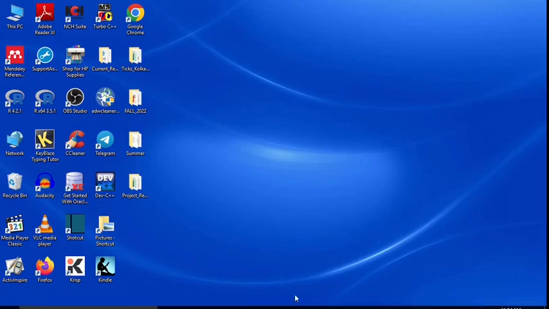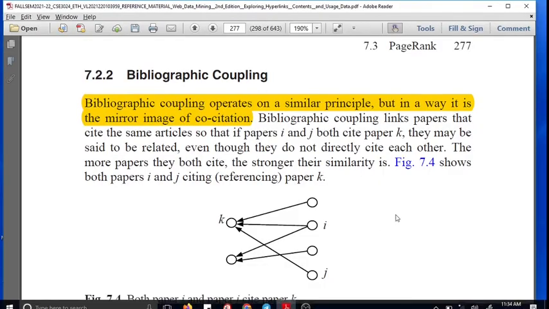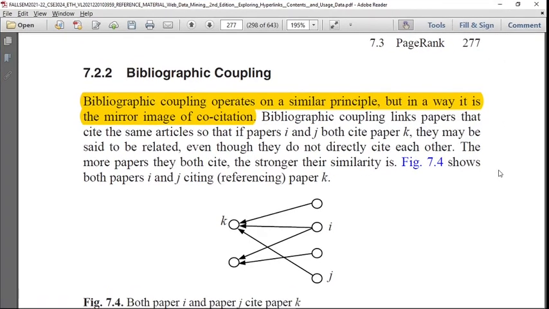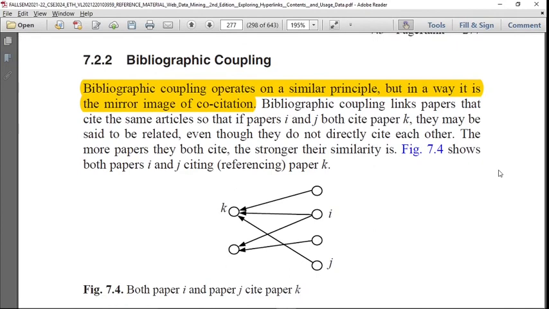Similar to the co-citation index, another concept is there which is called bibliographic coupling. Bibliographic coupling operates on a similar principle, but in a way it is the mirror image of co-citation. Bibliographic coupling links papers that cite the same article, so that if papers I and J both cite paper K, they may be said to be related even though they do not directly cite each other. This is bibliographic coupling. Friends, let us concentrate here again. This is the mirror image of co-citation index.